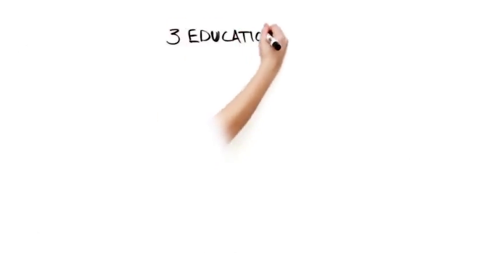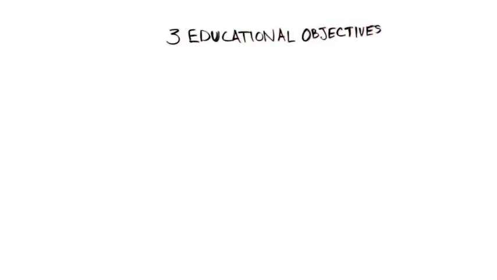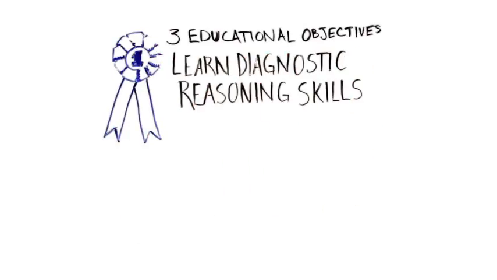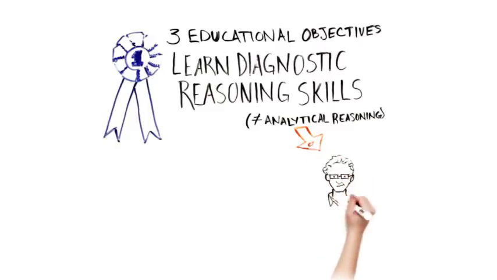I have three basic educational objectives for this course. First, I want you to learn and practice what we call diagnostic reasoning skills, which are quite different from analytical reasoning skills. Analytical reasoning is what you use when you apply logic to find a solution in an orderly, systematic way. For example, analytical reasoning is what computer programmers use to locate bugs in their programs. They systematically turn off one piece of the program at a time until the problem disappears.